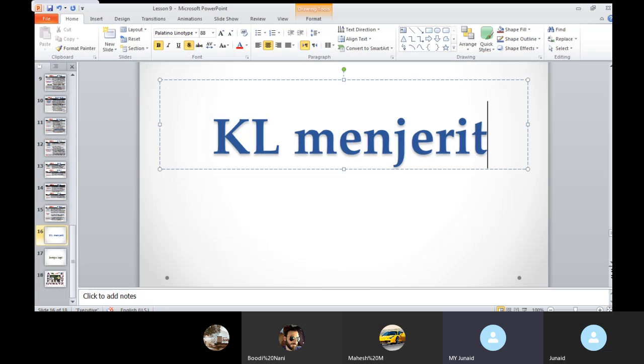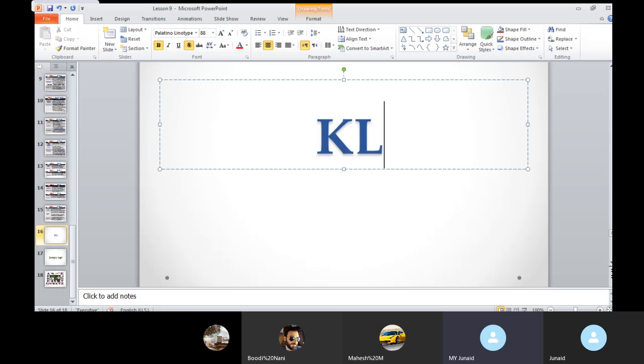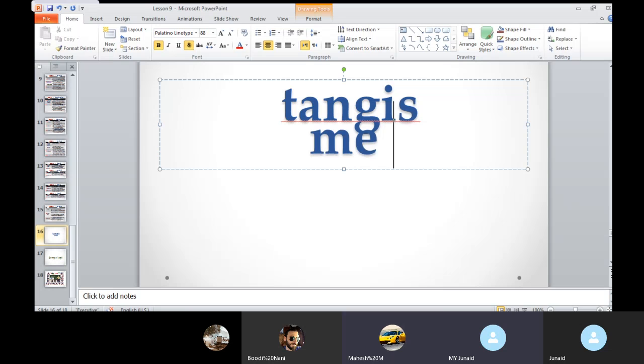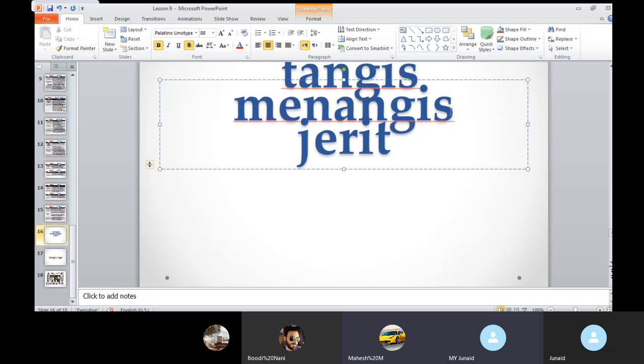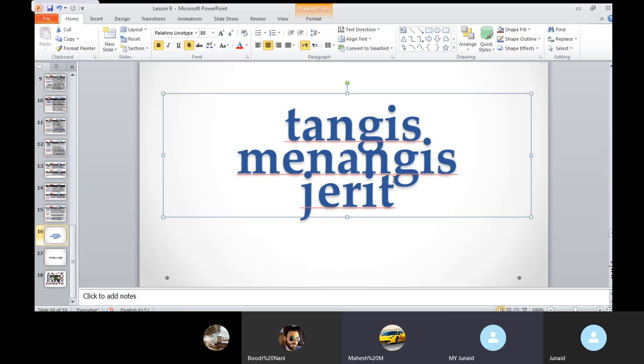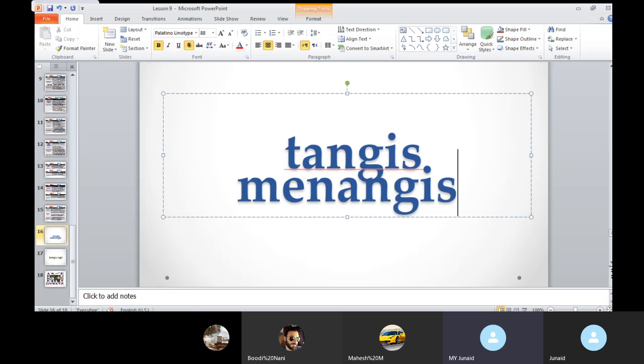Crying? Yes, crying. The root word is tangis, but we say menangis. Menangis. But also, in spoken Malay, we could say jerit as well. So jerit can mean to shout or to cry. But just use menangis. It's better. Kenapa awak menangis? Why are you crying?